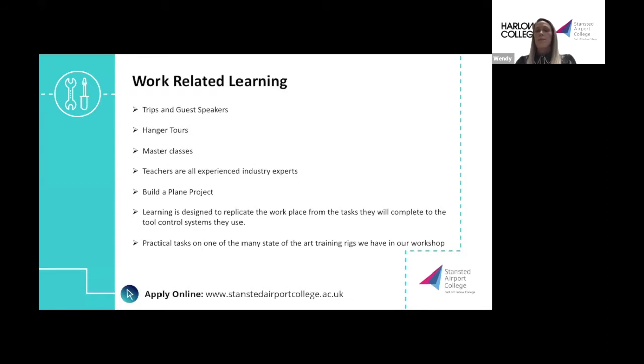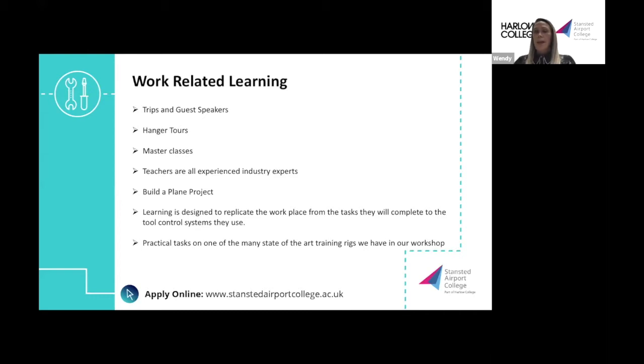One of the things that makes our study programme so unique is the amount of work-related learning that our learners are exposed to. They will have the opportunity to go on a number of trips, for example, to tours of private hangars. Most recently, individuals have toured the Ryanair hangar to view their 737 aircraft. We also have a number of guest speakers attending the college, and they deliver masterclasses from CV writing workshops to technical demonstrations. And we have our teachers that are all industry experts, and they bring a wealth of knowledge and stories direct from the workplace that can really bring your learning to life.